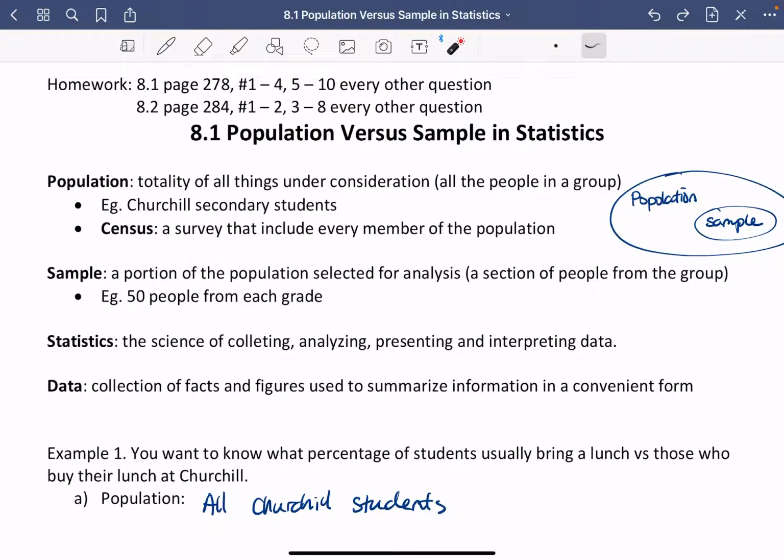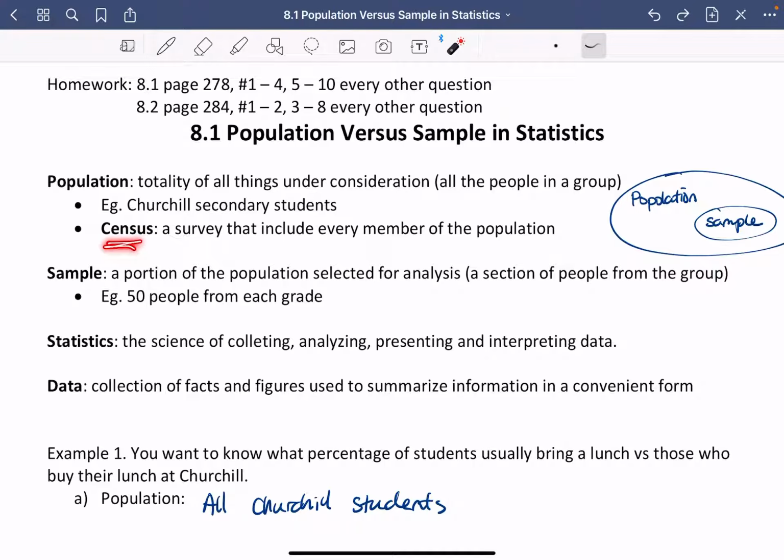First of all, population. Population is the totality of all things under consideration. That's basically all the people in a group. So, for example, if we want to do a survey on some sort of behavior for Churchill students, then the population will be all of the Churchill students. All of the Churchill students will be our population.